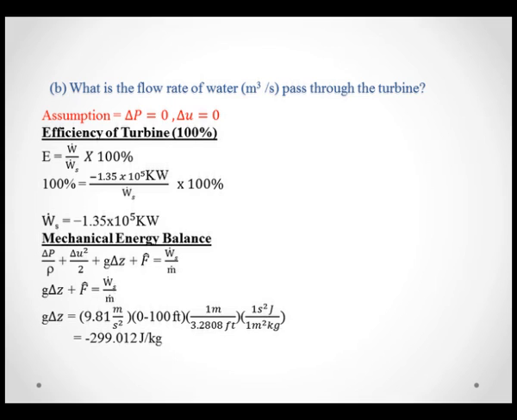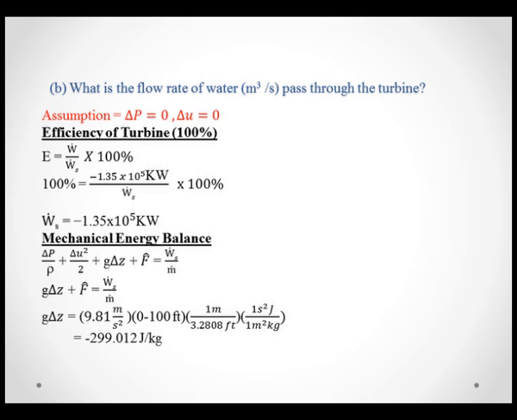Next, we use the general mechanical energy balance, which is delta P over rho plus delta U square over 2 plus g delta Z plus frictional loss equals shaft work over mass flow rate. We can assume delta P equals 0 since the question did not mention any change in pressure. For the velocity, the inlet velocity equals 0 because we take point 1 at the surface of the water, while the outlet velocity is actually significant, but since the diameter of the pipe is not given, we can assume it to be 0 as well. So delta U equals 0. Then we find g delta Z.